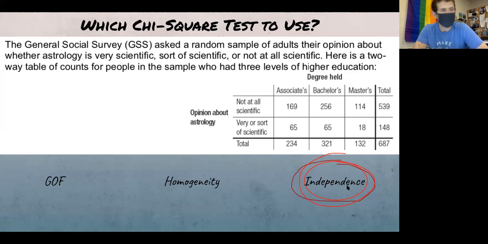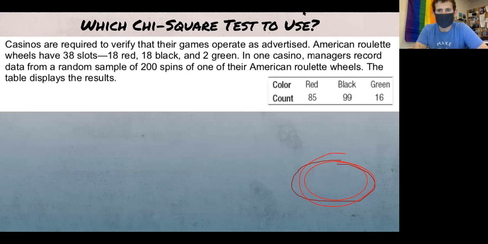And now the reason it's an independence test is because this is just one sample, a random sample of adults. Based on probably a big questionnaire with lots of different factors, they identified two different variables: what was the education level achieved, and what was their opinion on astrology? So that's one sample with two variables. Therefore, we're going to check to see if those two variables are independent.